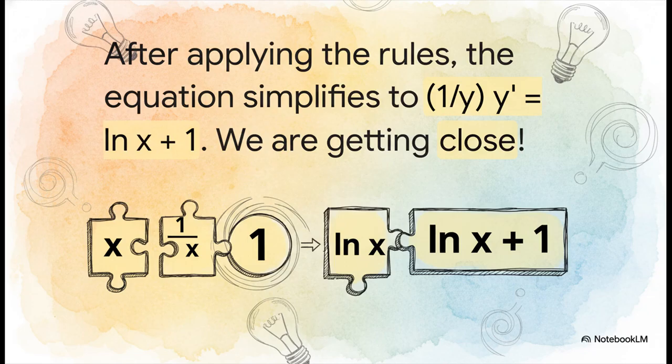The left side, easy enough. That becomes y prime over y. Now the right side, it cleans up really nicely. The derivative of x is just 1, so that's 1 times ln of x, and then x times the derivative of ln of x. Well, that's x times 1 over x, which is just 1. So we're left with ln of x plus 1.